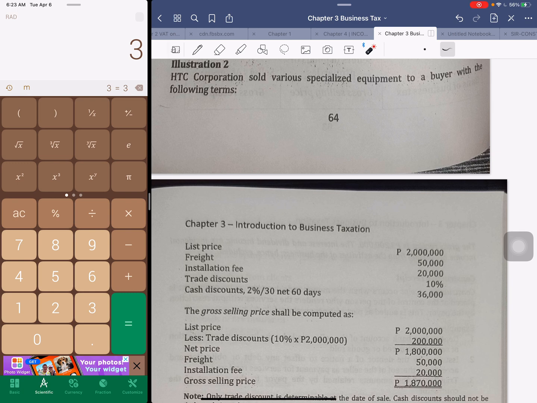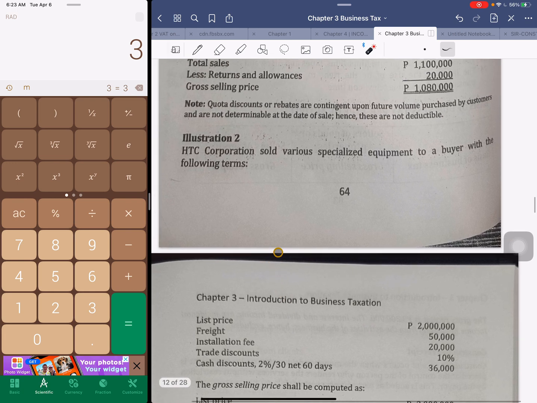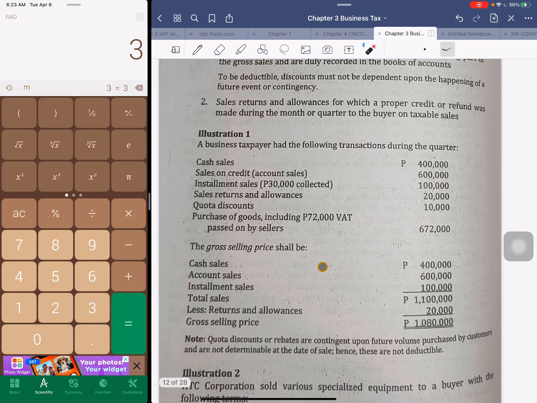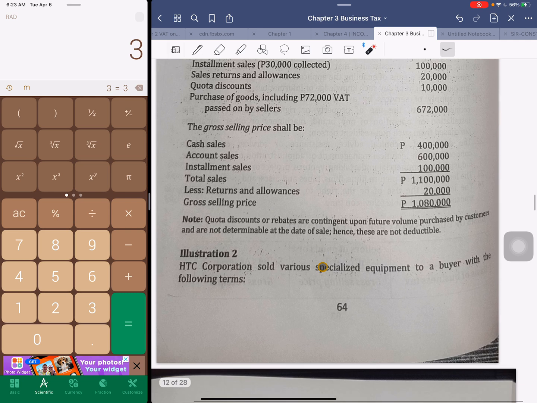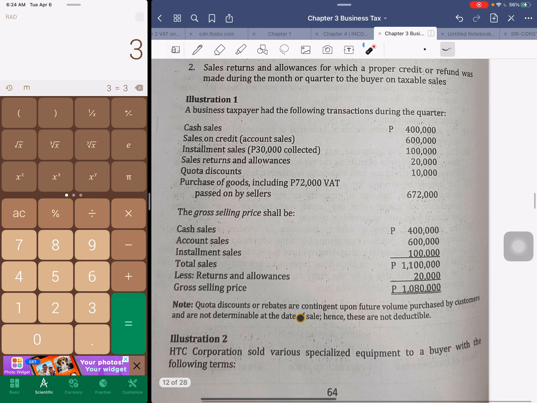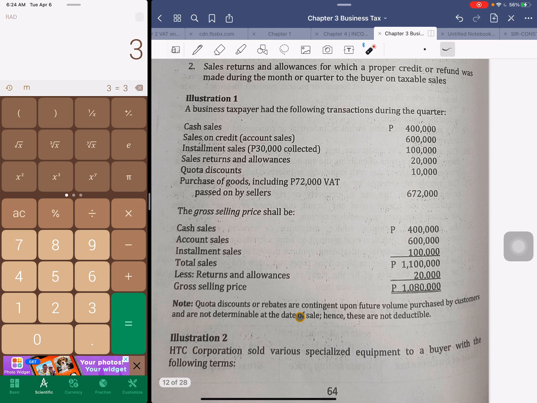Okay? Okay. Sige. So, yun lang naman. So, basahin nyo na lang yung illustration number 1 and illustration number 2. So, understandable naman yan. No? Ay, hindi. Sige, sagutan na natin. Illustration number 1. Business taxpayer had the following transactions during the quarter. Cash sales, 400, 600, 120, 10, 672.